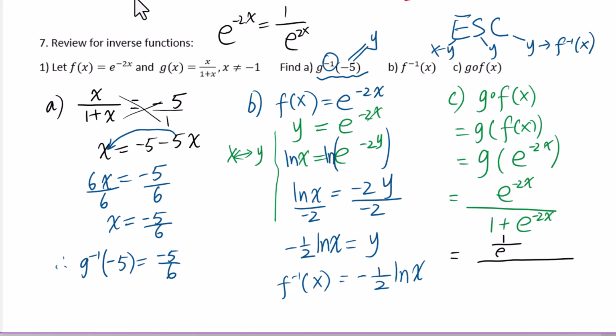1 over e to the 2x power over 1 plus 1 over e to the 2x power. For every single term, we times e to the 2x power. Reduce: 1 over e to the 2x power plus 1.